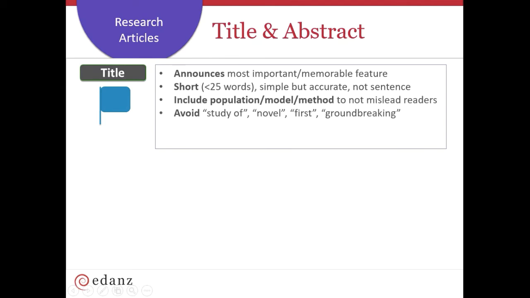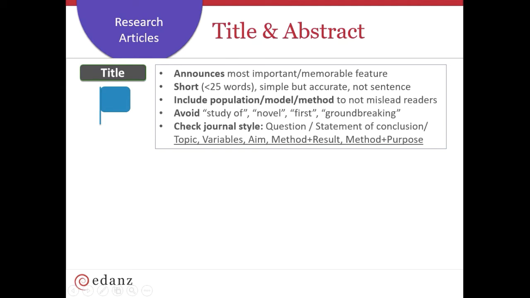And see what the journal usually accepts, such as a question title, a conclusion title, or most commonly just an indication of the main topic, variables, aim, method plus result, or method plus purpose.